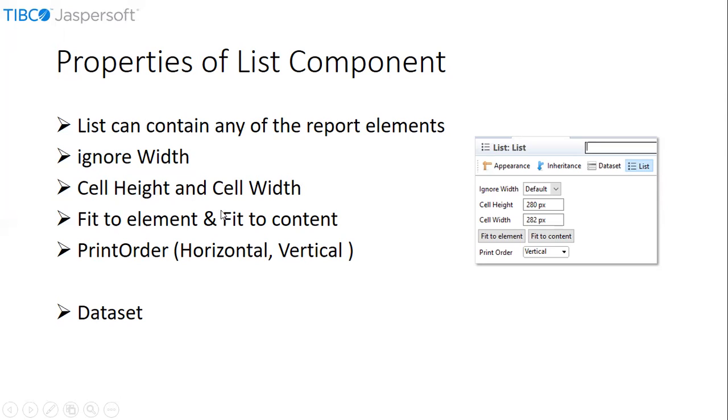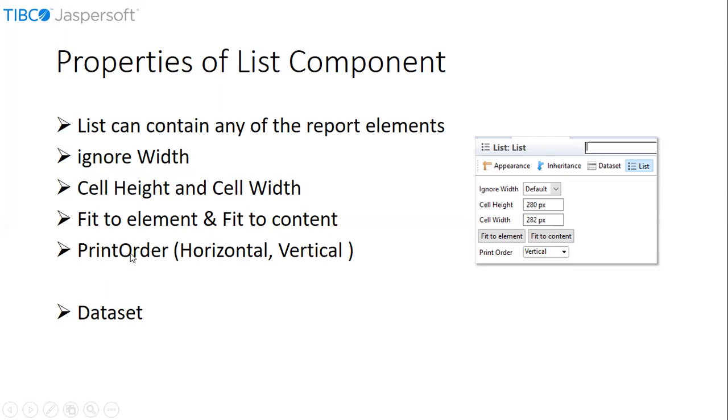Fit to element and fit to content. Basically, fit to element fits the cell to the size of the list element itself. Now fit to content fits the cell size to the content inside the list.